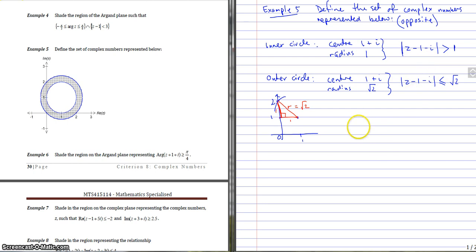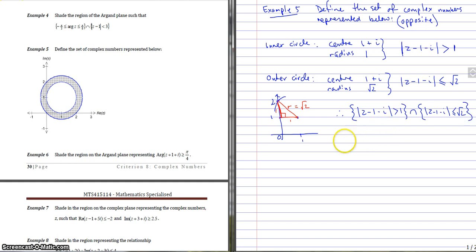Alright, so there's a couple of ways we could write that. We could write it in the same way as this first one. So our solution could be written as |z − 1 − i| greater than 1 in those braces, with the set intersection symbol, and then |z − 1 − i| less than or equal to the square root of 2.